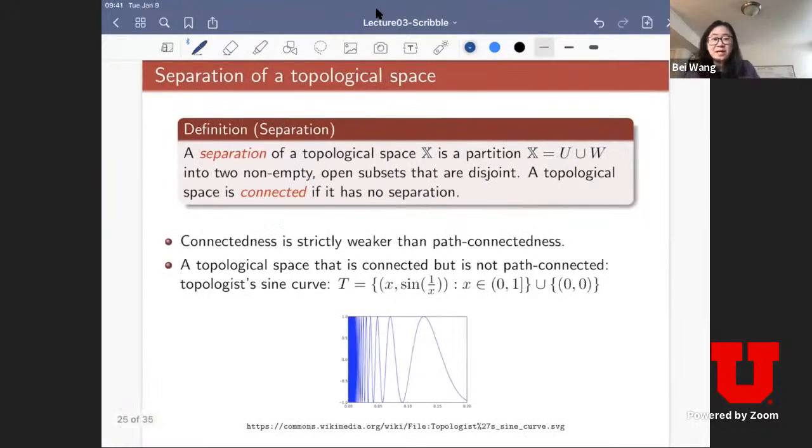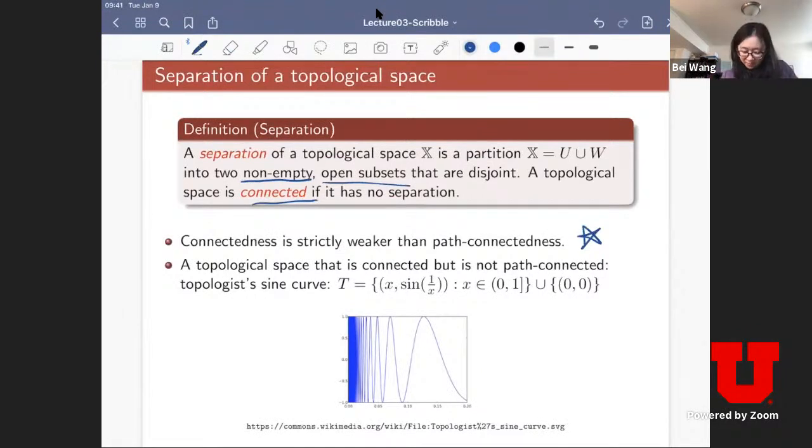And oh yeah, so I'm going to end with a very strange topological space. So we're going to talk about a separation. We talked about separation of graphs. There's a separation of a topological space. A separation of a topological space is a partition into 2 non-empty open subsets that are disjoint. And a topological space is connected if it has no separation. Okay, so the first non-intuitive thing is connectedness is weaker than path connectedness.